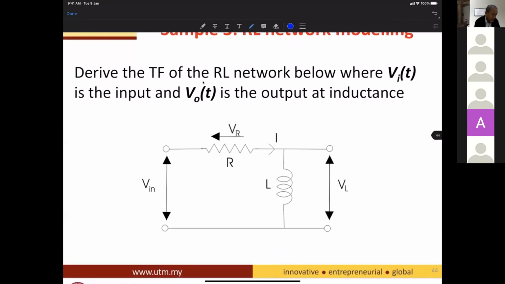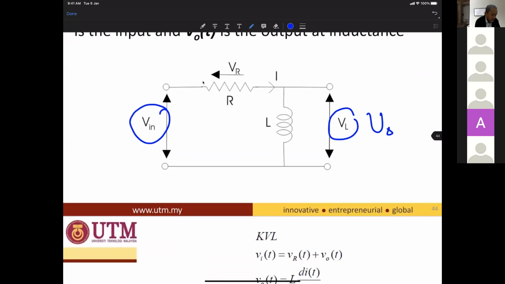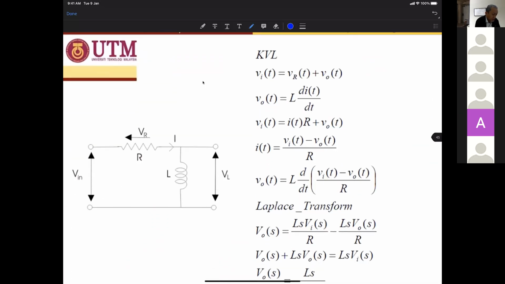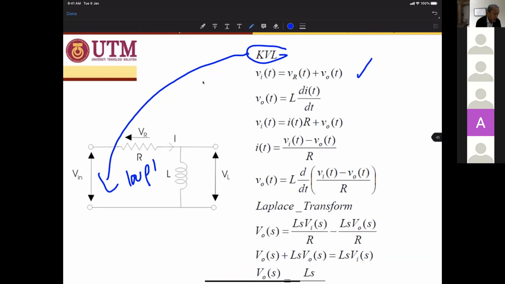Okay, RL. So this is your input and this is your output. Right. So as usual, we use KVL in this, loop number 1. Loop number 1, which is Vi equal to VR plus V0. But V0 is the voltage drop at the inductance, which is over here. Right. So Vi is equal to IR plus V0.